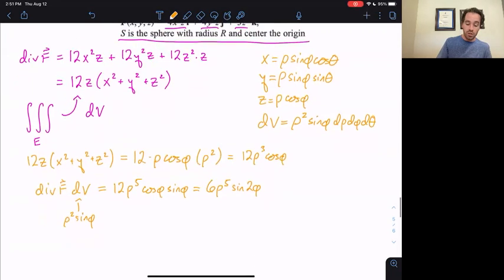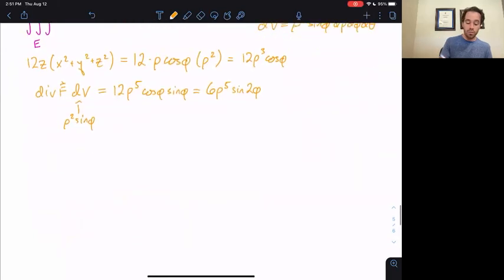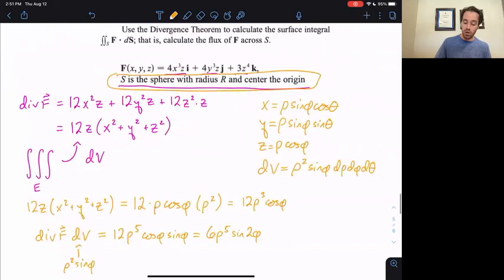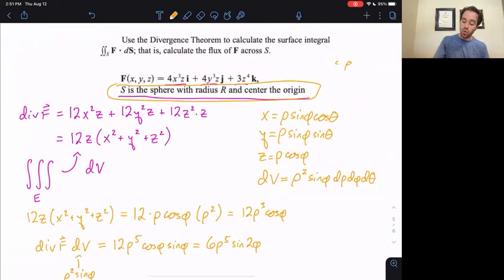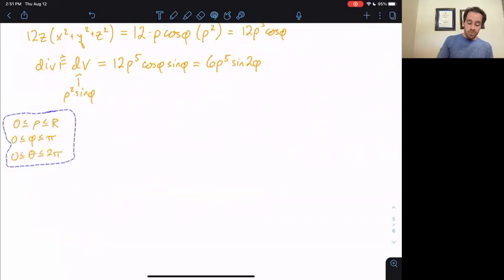Okay, now what are our bounds of integration? This is where spherical coordinates really shine, because it's an integral over a sphere with radius r and center at the origin. That means that, I'll draw it up here actually. This means that rho is going to go from 0 up to this capital R. Phi has to cover the entire sphere, so it goes over its entire range. Likewise, theta goes over its entire range. So this right here is going to be our bounds of integration.